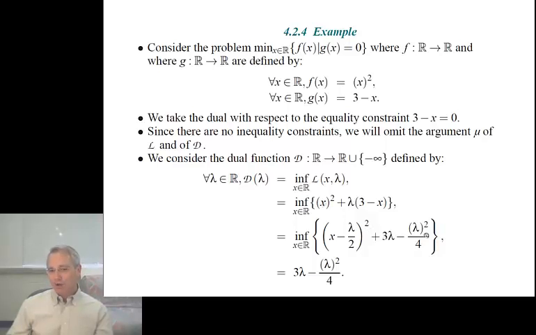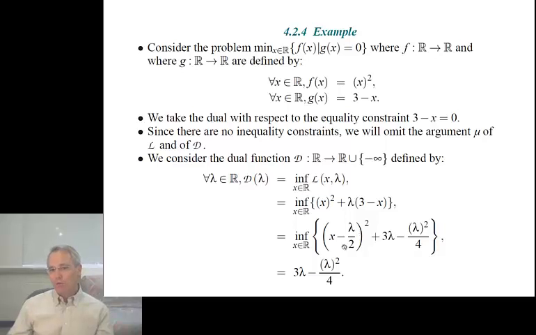Remember that lambda is constant. For a given value of lambda, we're holding it temporarily constant, and we want to minimize over choices of x. So 3 lambda minus lambda squared on 4 is fixed for fixed lambda, but the term in the square, of course, depends on x. How could we make it as small as possible?